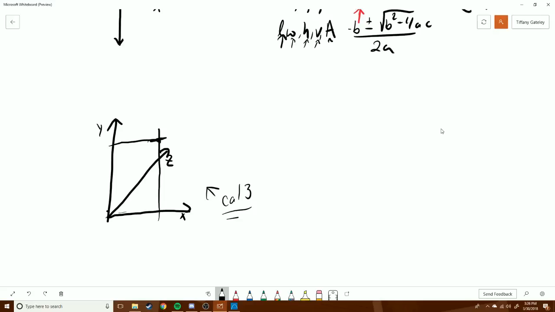Cal 3. Fun things to look ahead to. Lots of things.